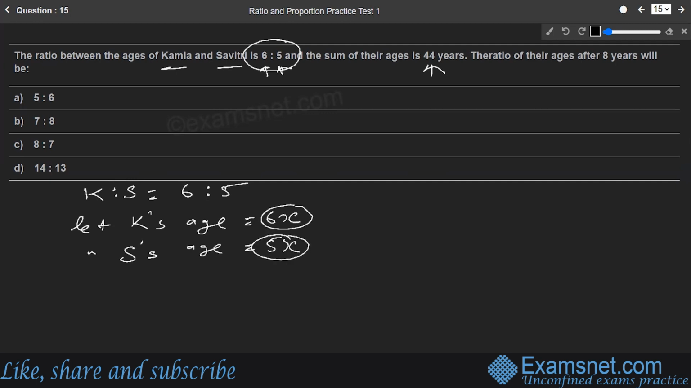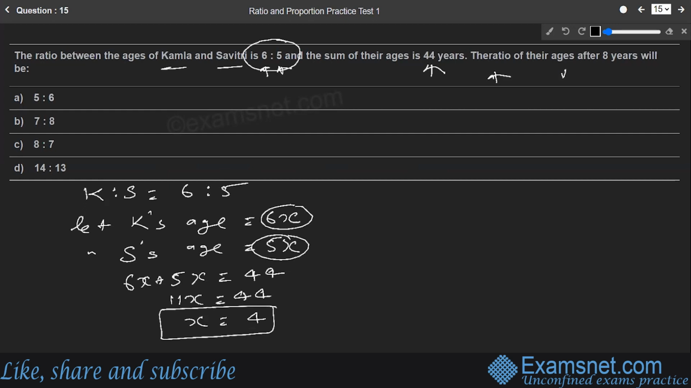Now they say the sum of their ages is 44. So let us do the sum. 6x plus 5x has to be 44. If we solve this, this comes out to be 11x is equal to 44, which gives x value as 4. Now what are we supposed to find out? The ratio of their ages after 8 years. So for that, we need to first find out their real-time ages. So what were their ages? First age was 6x, another's age was 5x.